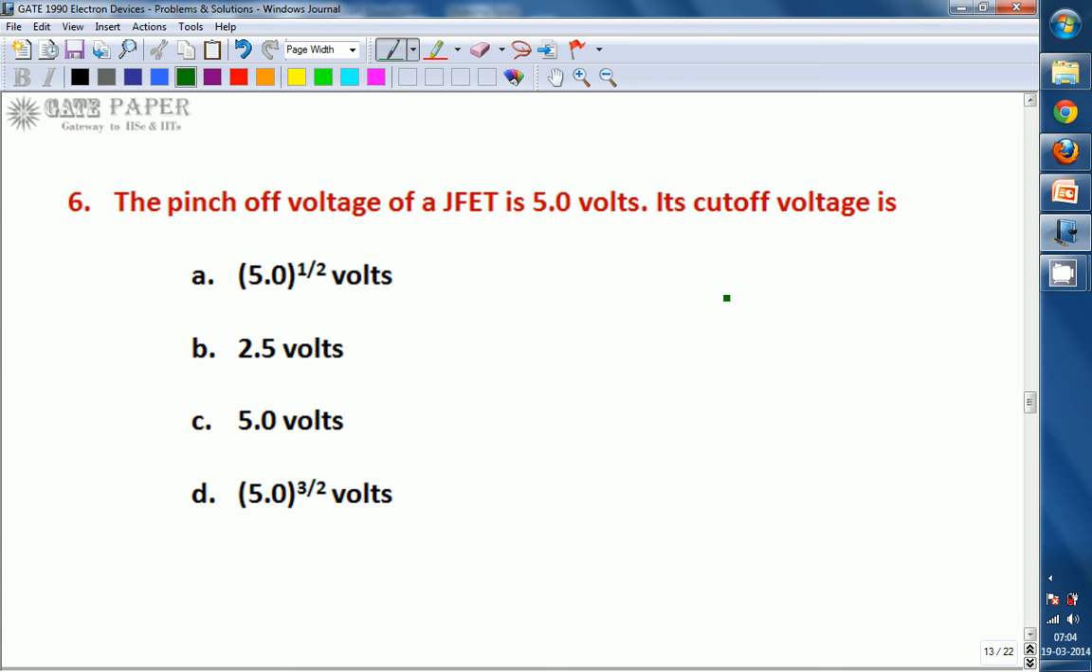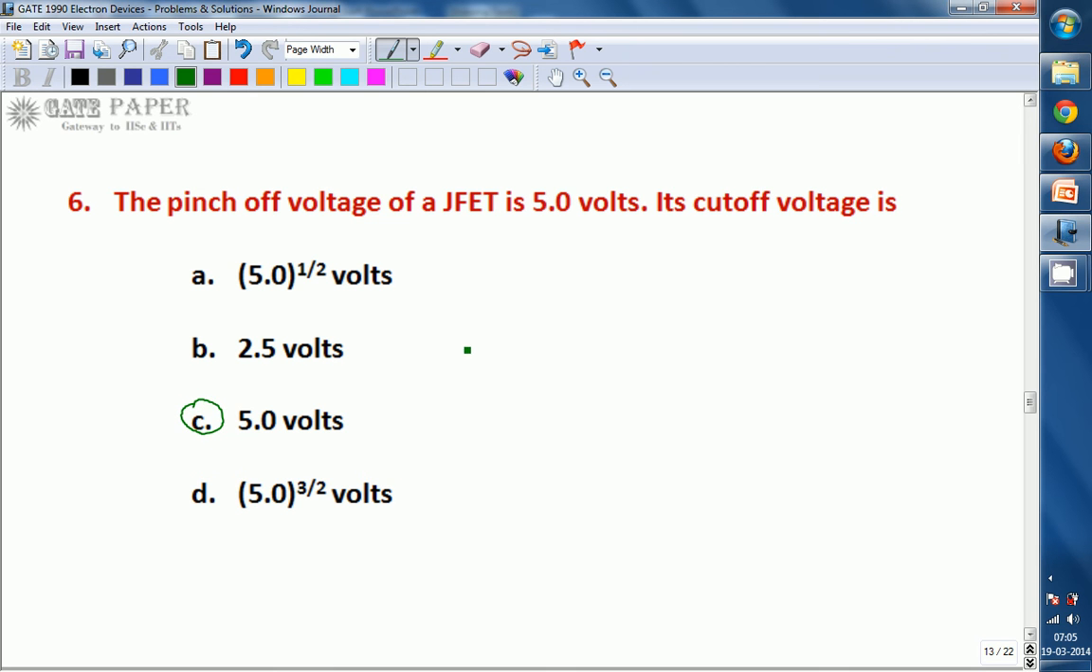The right option for this one: if you are going to say the pinch off voltage of a JFET is the same as the cutoff voltage, so the option for this one is nothing but C itself.